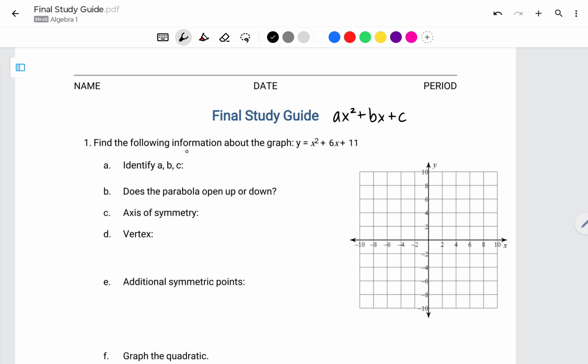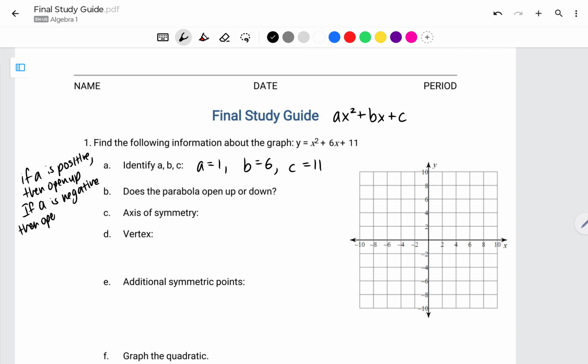So for this one, find the following information about the graph. A is 1. If there's no number in front of it, it's a 1. B is 6, and C is 11. Does the parabola open up or down? Remember in class we talked about how if A is positive, then it opens up. If A is negative, then it opens down. So this one, A is positive 1, so it opens up.